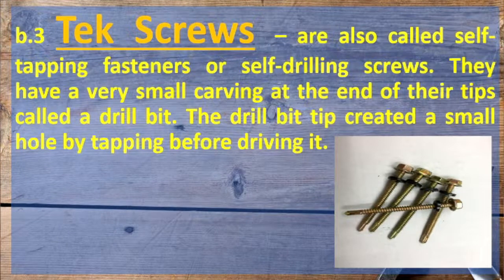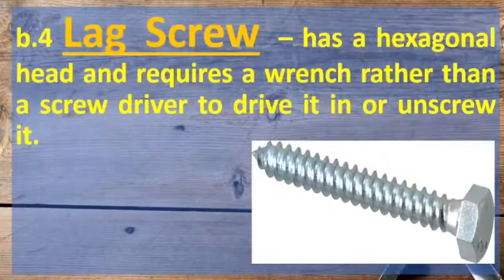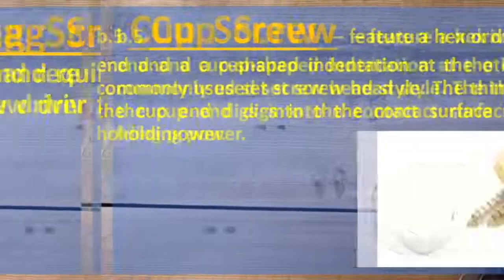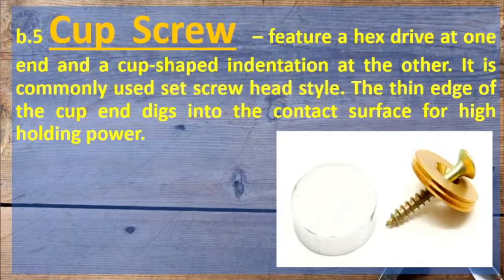They have a very small carving at the end of their tips called a drill bit. The drill bit tip creates a small hole by tapping before driving it. Lag screw has a hexagonal head and requires a wrench rather than a screwdriver to drive it in or unscrew it. Cup screw features a hex drive at one end and a cup-shaped indentation at the other.